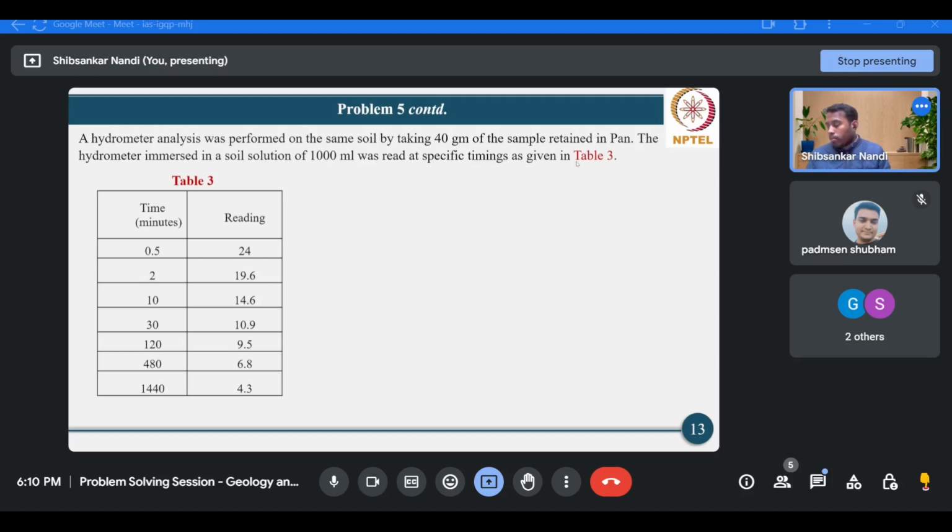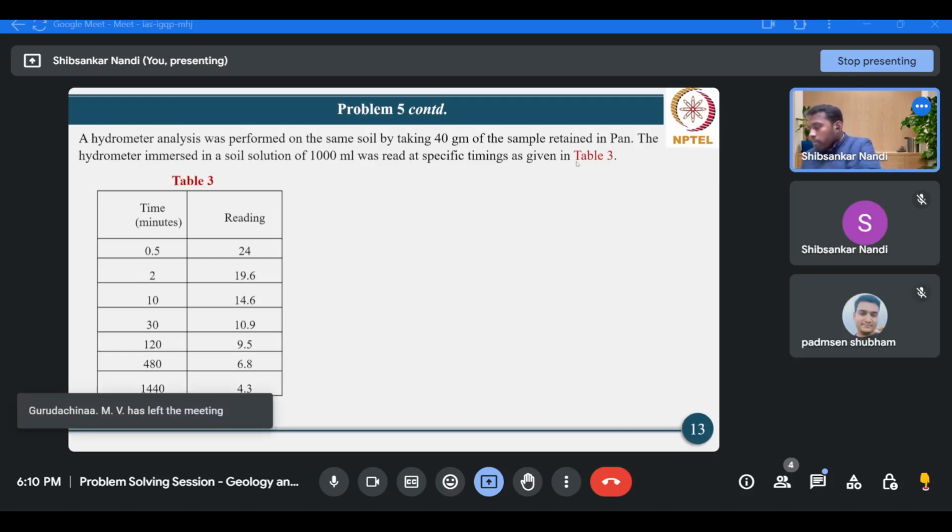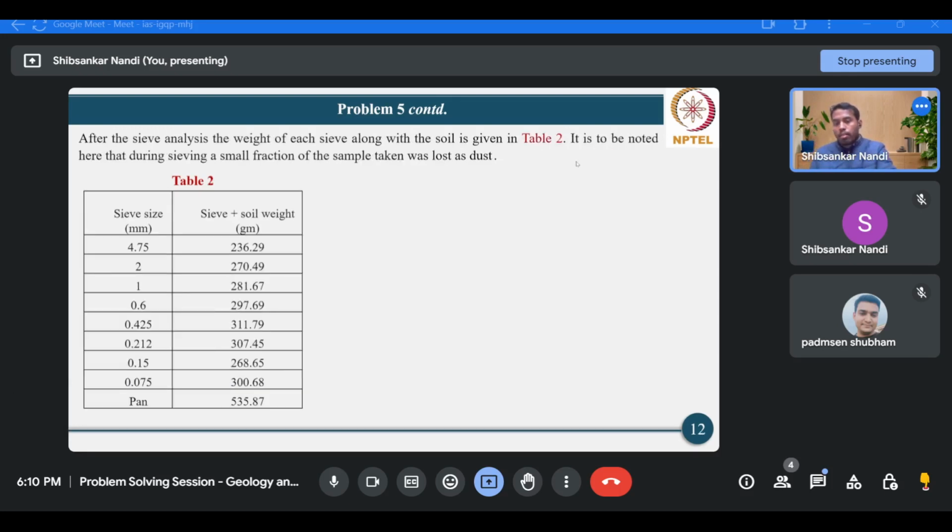Any idea? Or we can frame the question in a different way: when is the sieve analysis performed and when is the hydrometer analysis performed or needed? Okay, so when particles are less than 0.25, or something else.